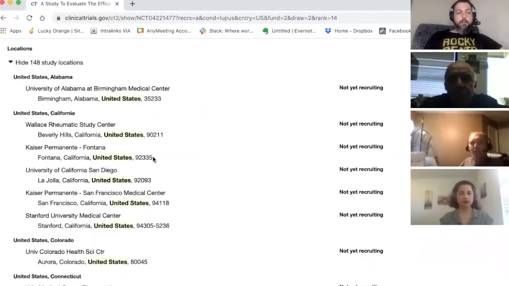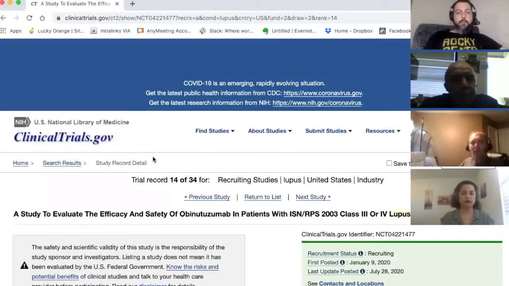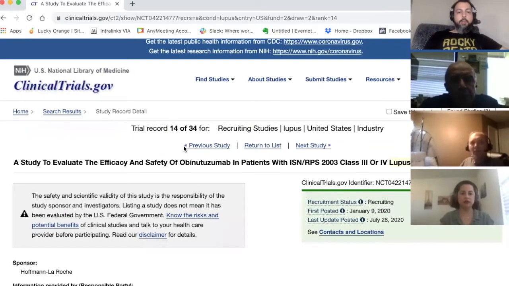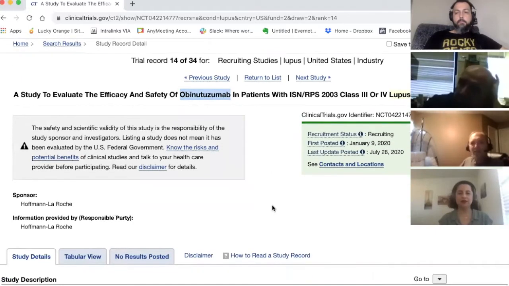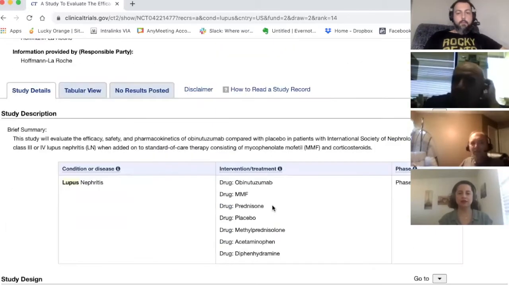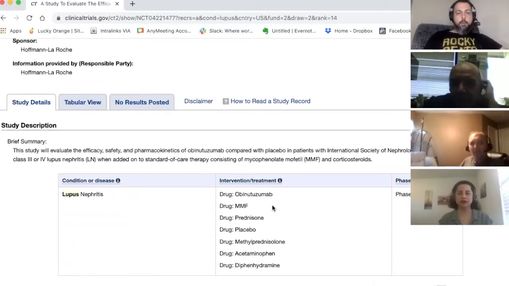Okay. Here's another one. Thank you. This is a big one. Obinutuzumab. This is an antibody. Tuzumab, MAB, means antibody medication. They did not find a trade name for it yet.